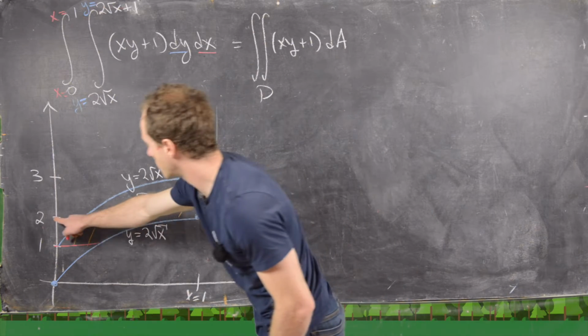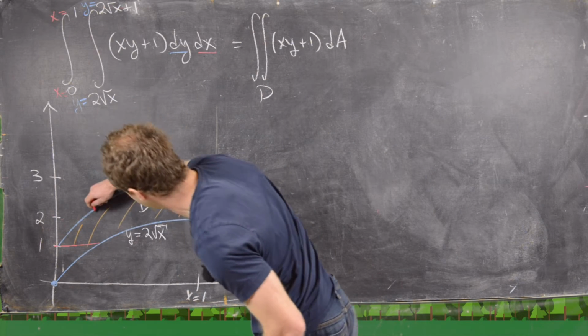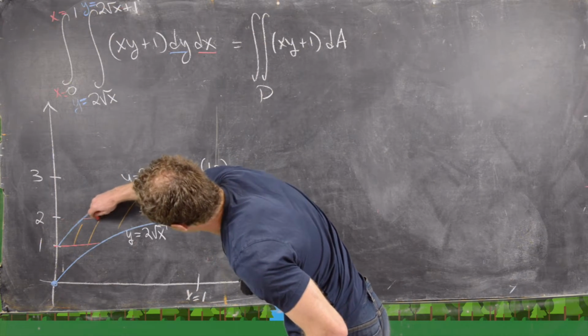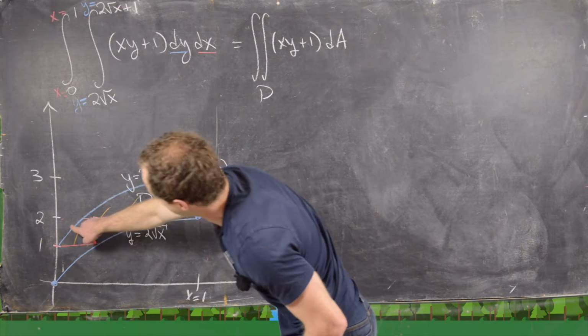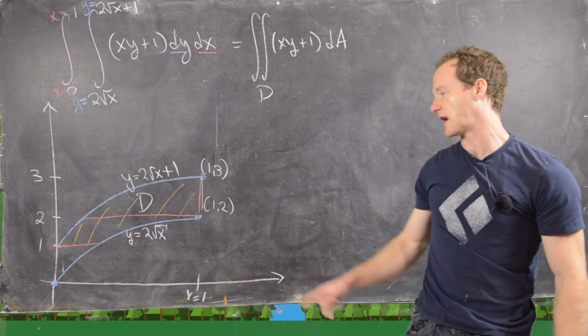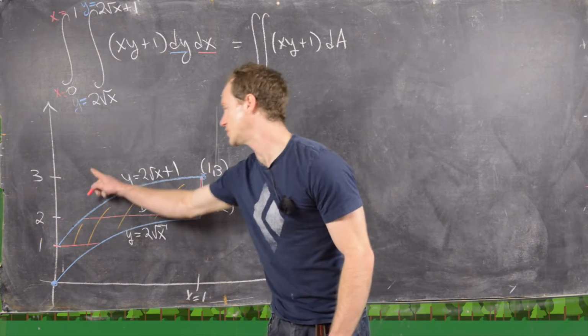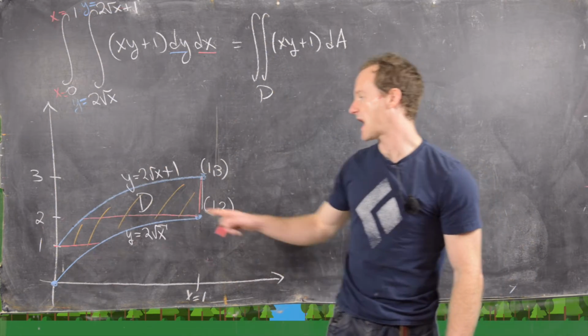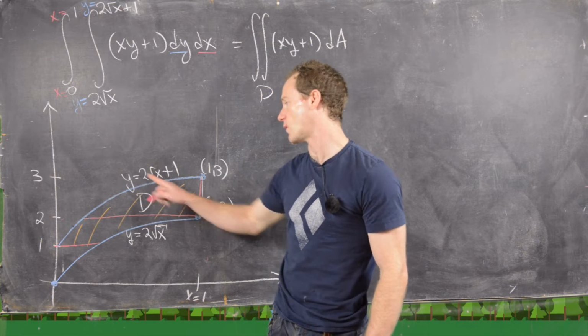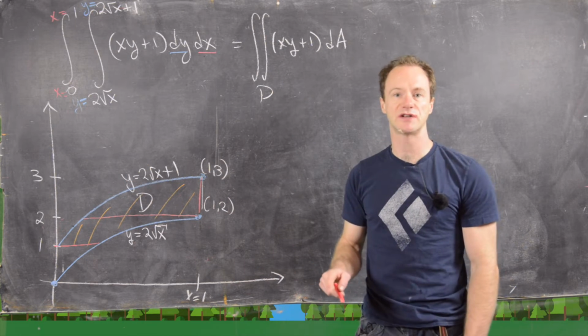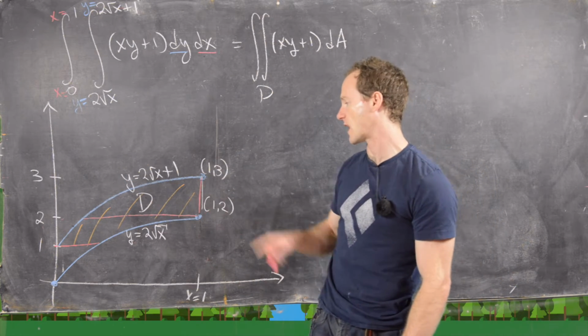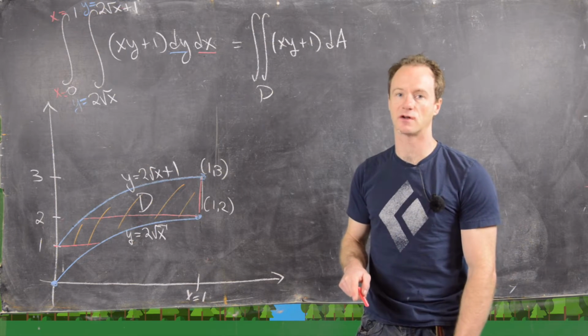And then from 1 to 2, our leftmost curve is this blue line, and our rightmost curve is this blue curve. And then from 2 to 3, our leftmost curve is y equals 2 times the square root of x plus 1, and our rightmost curve is this vertical line here.